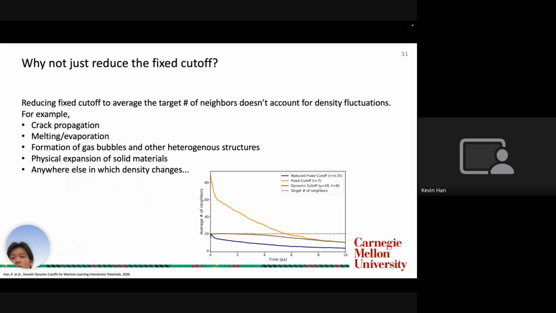Another question is, why not just reduce the fixed cutoff? So why do we have a dynamic cutoff as opposed to just reducing the length of the fixed cutoff? The short answer is it doesn't really account for density fluctuations. Any real world system in which you have density fluctuations, we won't be able to account for it. So under the same plot I showed earlier, we also had this reduced fixed cutoff where we calculated the average to be 20 neighbors, and we find the cutoff to be 4.25. And then as we roll out the simulation, we significantly drop neighbors as the simulation progresses, whereas the dynamic cutoff is able to hold the neighbors in a more sustainable fashion.